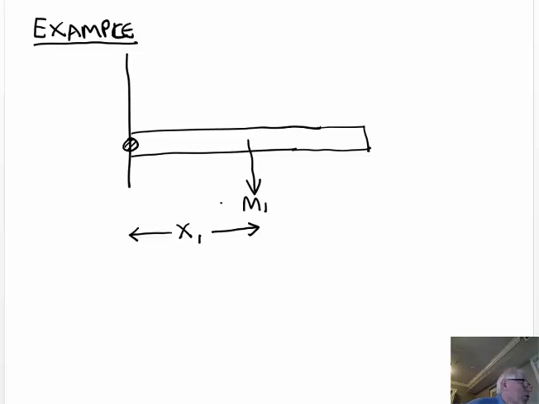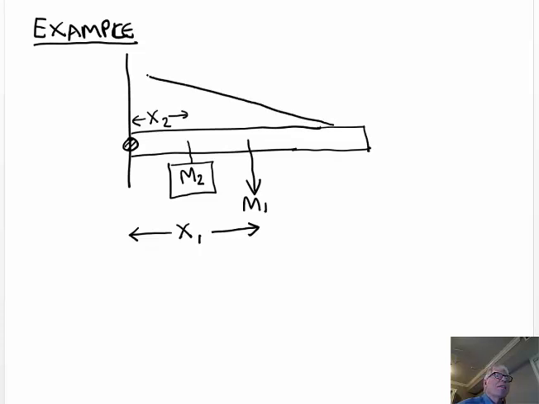I'm going to make things a bit more interesting, and so I'm going to add a mass. Let's call this M2. And let's say that this is X2 away from the turning axis. And then I need something to stop this thing from just swinging clockwise and going vertical, so I'm going to have a string, and that string is going to have a tension force in it.